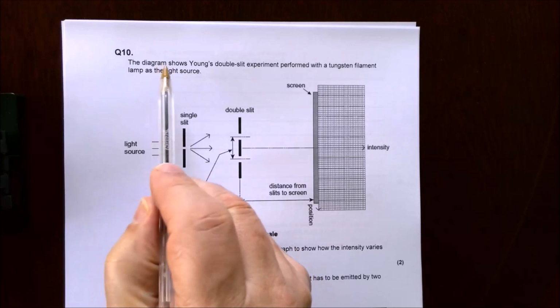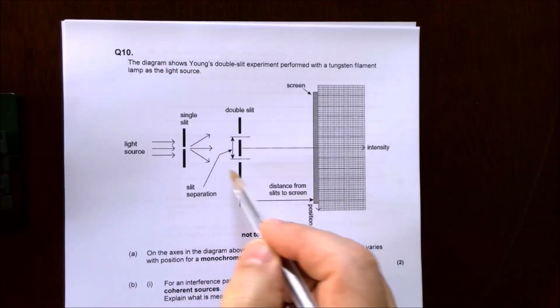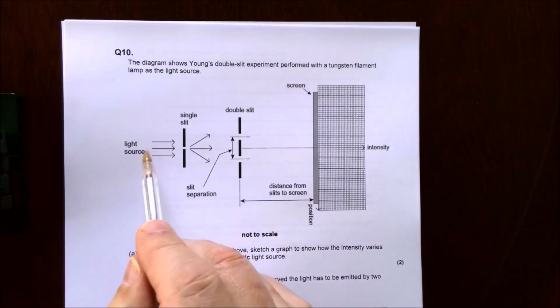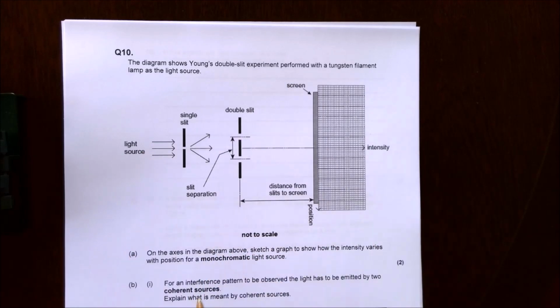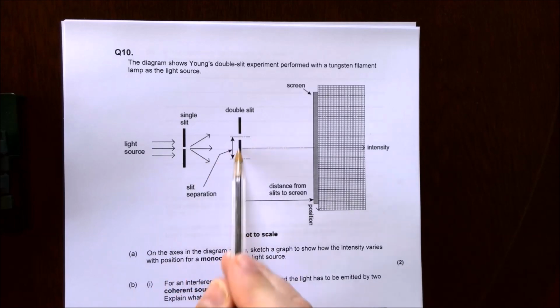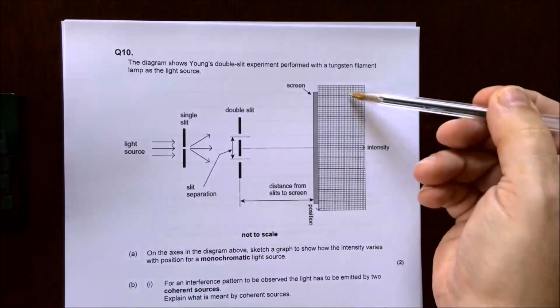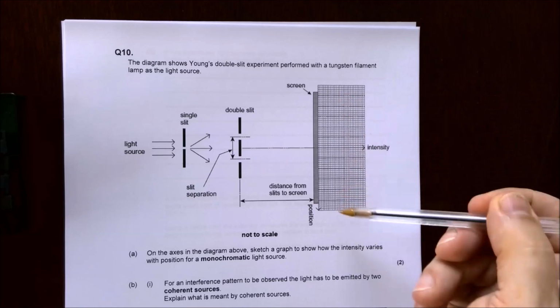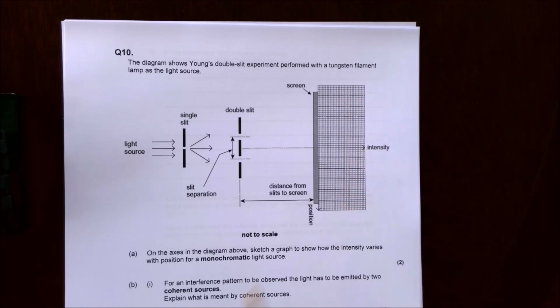Okay, question 10. The diagram shows a Young's double slit experiment performed with a tungsten filament lamp as the light source. So we've got our light source over here, a single slit, a double slit, and then the screen over here with a graph over here to show us the intensity of the light as it hits that screen.